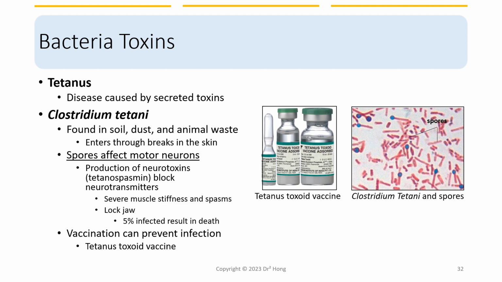Their spores affect motor neurons through the production of neurotoxins, tetanospasmin. The toxin blocks neurotransmitters and can lead to severe muscle stiffness and spasms, and even death. Fortunately, vaccination with the tetanus toxoid vaccine can prevent infection.